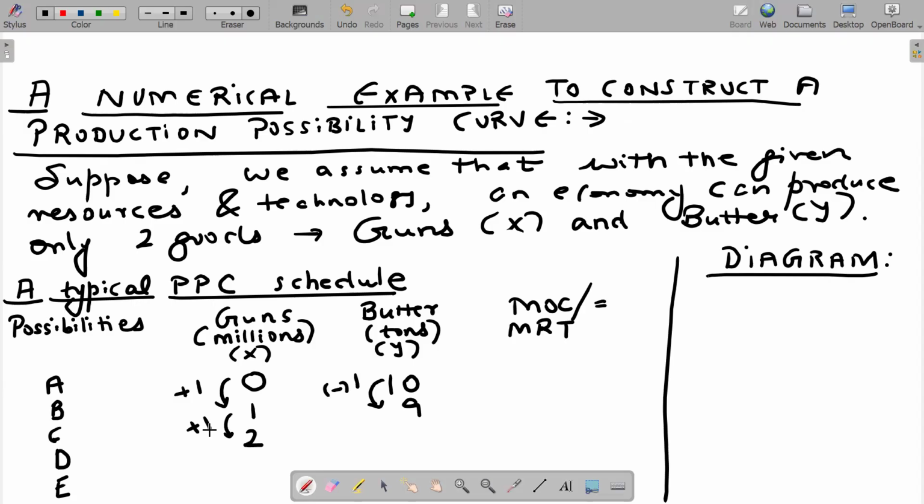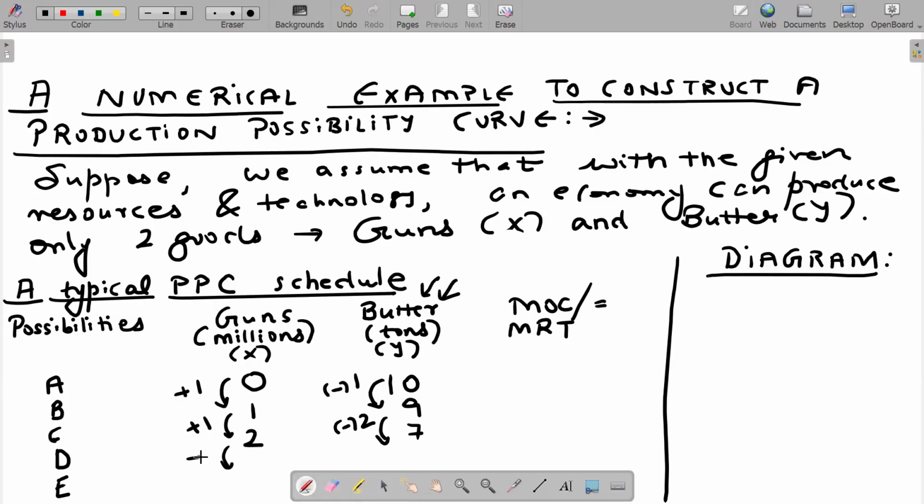Remember, resources were initially used to make butter, so they were more efficient in producing butter. Now, when I'm transferring resources from butter to guns, they lose their efficiency. When I say they lose their efficiency, it means that every additional gun produced in the economy has to give up more and more butter. So now the sacrifice will be from 9 to an even lower number, say 7. That means the sacrifice is not by 1, it is by 2. From 9, I'm not going to 8, I'm going to 7. I'm sacrificing 2 tons of butter, because the moment I transfer my resources to guns, they lose their efficiency. That means I have to give up more and more butter every time.